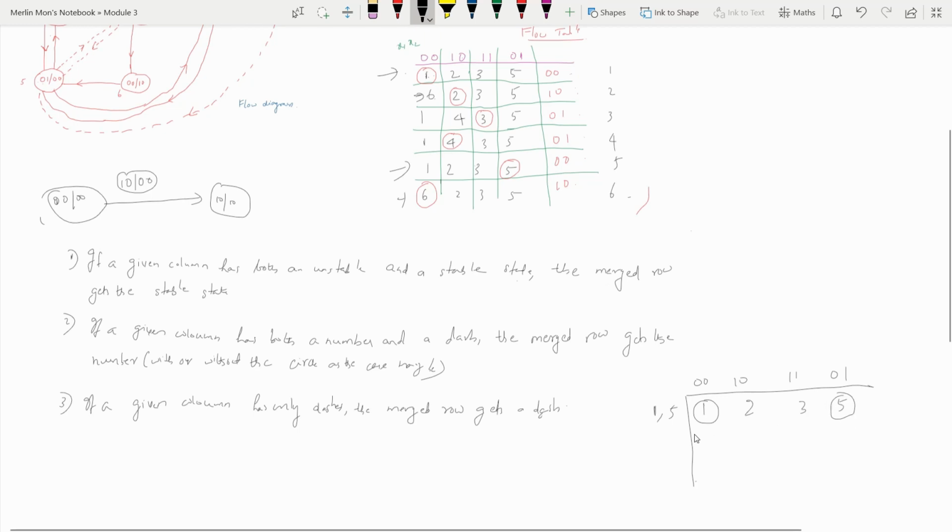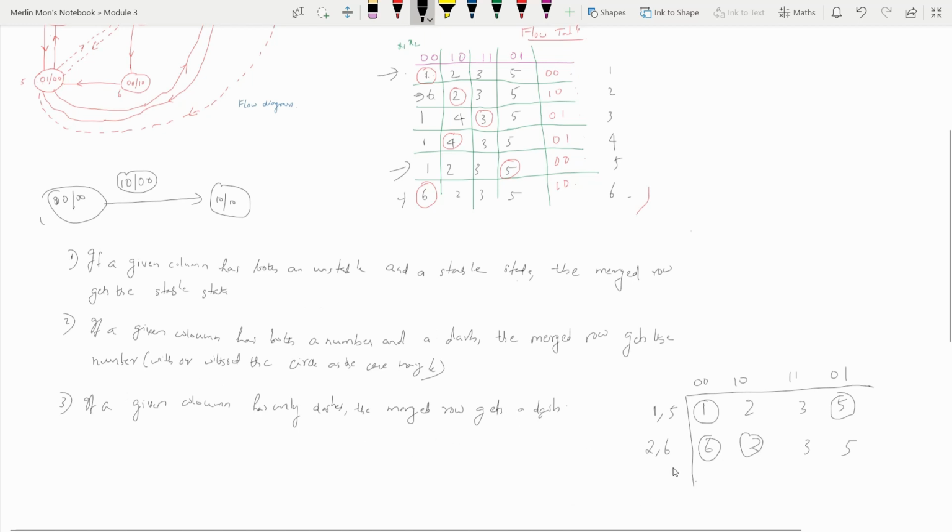Now we will merge rows 2 and 6. Yes, 2 and 6 will be merged. So the states will be 6 2 3 5. So 6 would be circled, 2 would be circled based on these rules. Just read it.